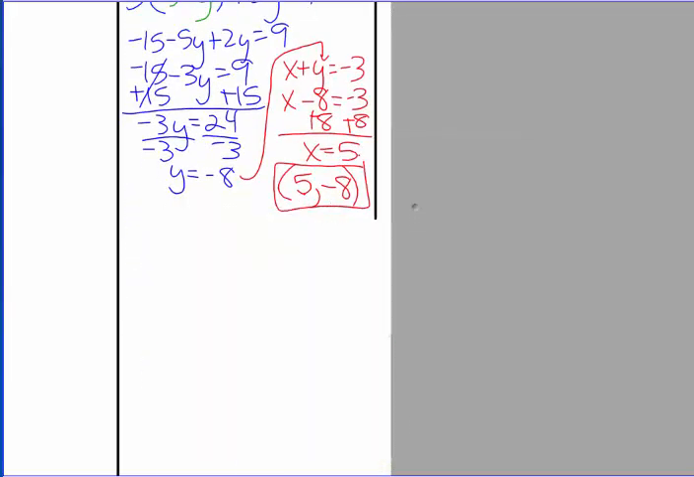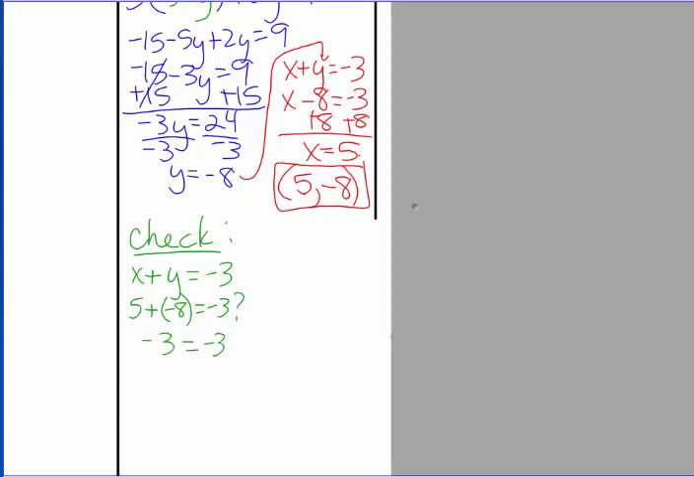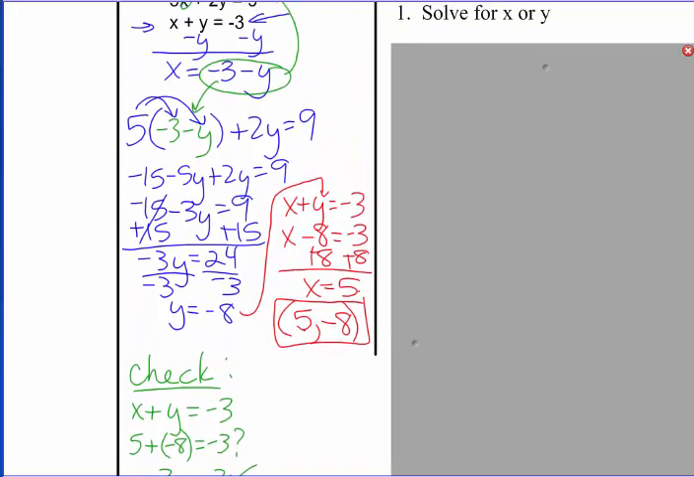Do the check where you plug it back into the original equations to verify that your solution is correct. So x plus y equals -3. We'll use that one first. X was 5. Y is -8. We're checking to see that it equals -3. 5 plus -8 is -3. -3 does equal -3. Now you need to check it in the other equation.